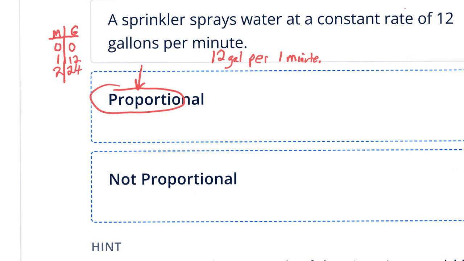All right, the last one with the sprinkler. Sprays water at a constant rate of 12 gallons per minute. That's 12 gallons for each minute. Well, if I make a table, I'm going to see that 0 minutes, no gallons, it's not on. Now 1 minute will be 12, 2 will be 24. Yes, it is proportional.